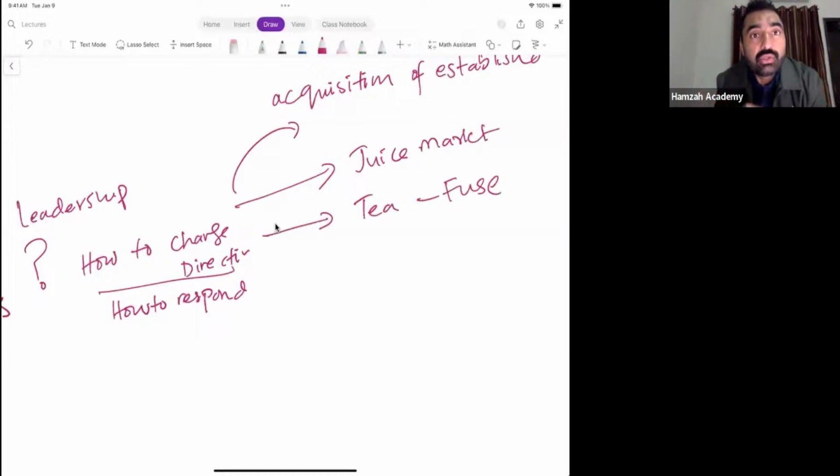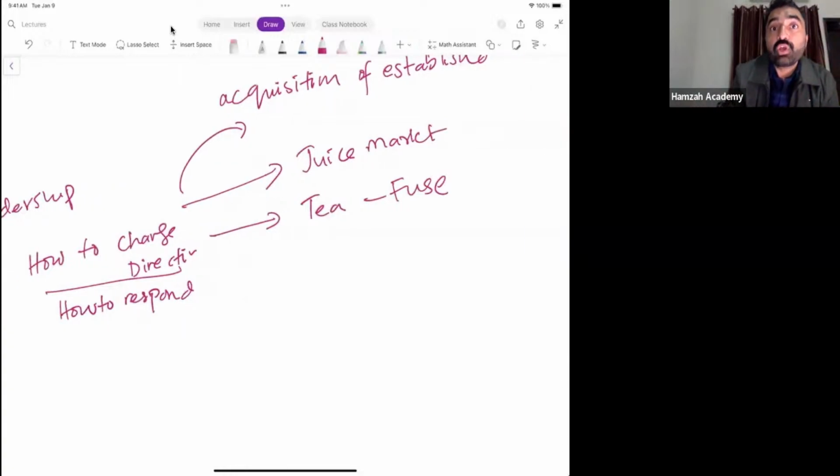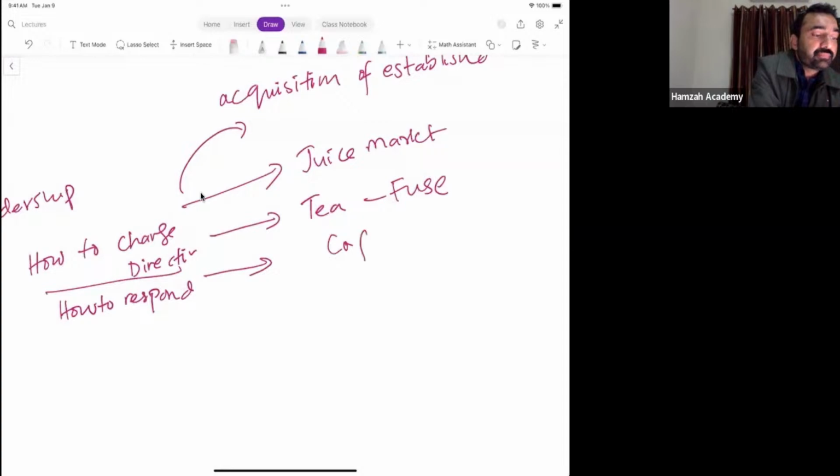Yes, you can compare it. Lipton is also a brand, and Lipton belongs to Unilever. Similarly, Coca-Cola also invested in the coffee market as well.